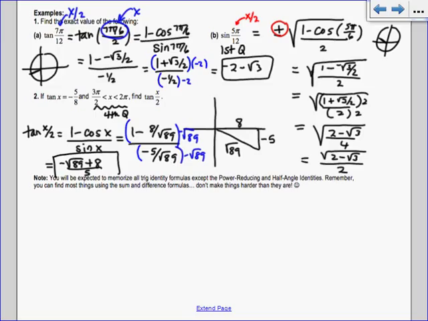So it says you will be expected to memorize all trig identity formulas, except for the power reducing and the half angle identities. And then a couple of those tangent ones I didn't have you memorize as well. So remember, you can find most things using the sum and difference formulas. Don't make things harder than they are. Don't try to memorize every single thing without thinking about why they are true. You can always think about sine of 30 plus 60 if you're trying to get sine of 90. So don't mess up all 4 formulas just because you were trying to memorize and weren't thinking about why they're true. Okay, so good luck on the homework. I don't think it's as bad as last night's homework, but if you need help, once again, come to the office hours. Thanks.